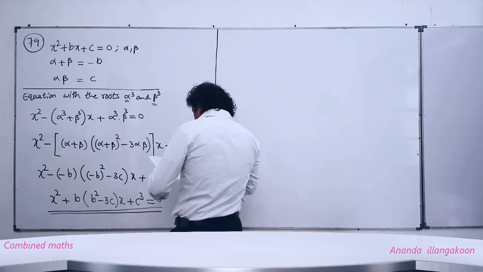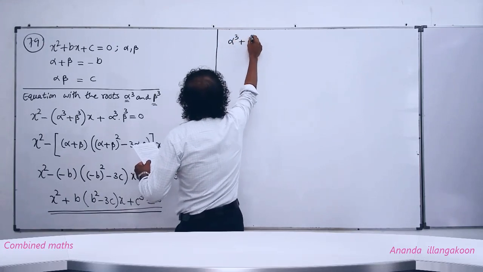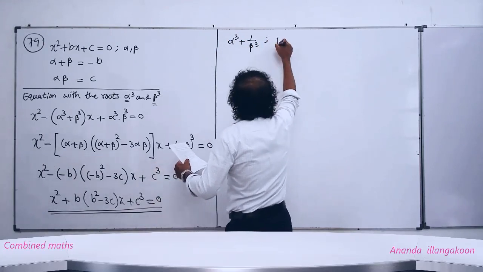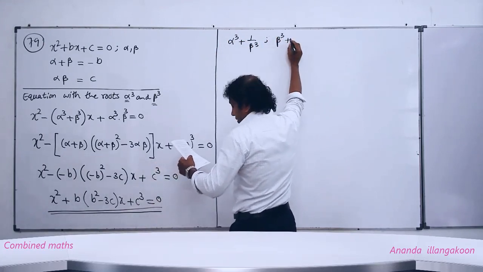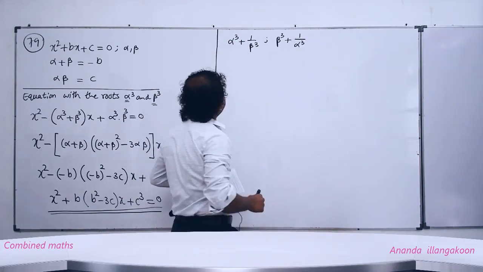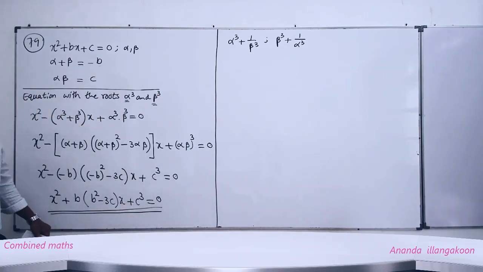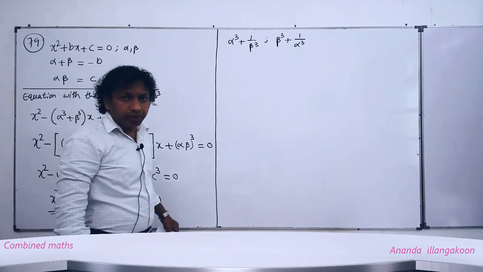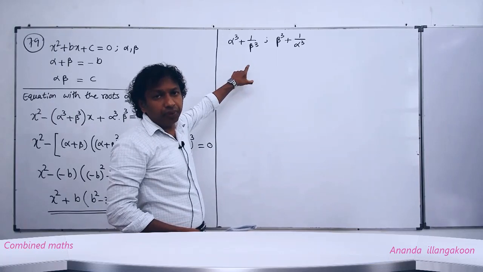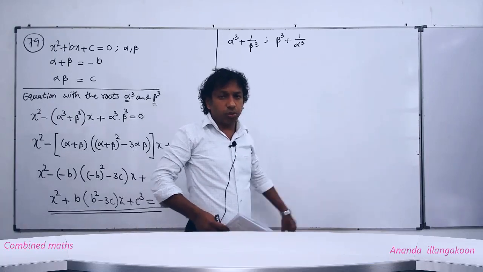First thing is alpha cube plus 1 upon beta cube, beta cube plus 1 upon alpha cube. People, these two roots are symmetric roots. You can very easily notice here that when we interchange alpha and beta, by one root we can obtain the other root. That is why we say these two roots are symmetric.